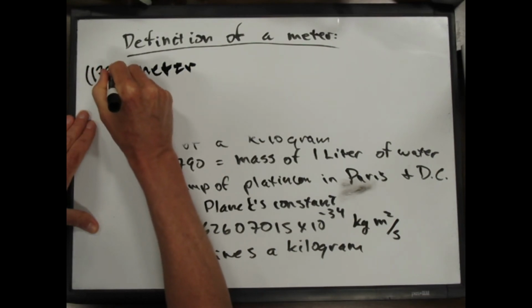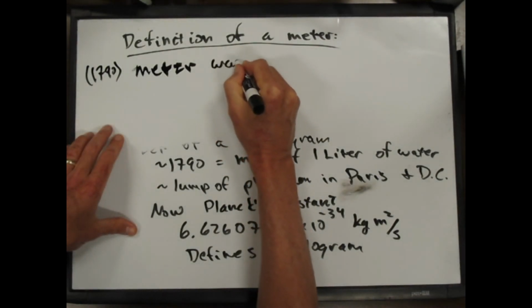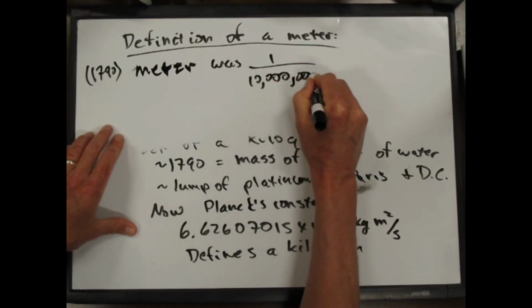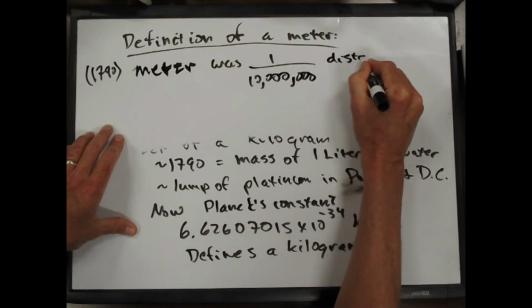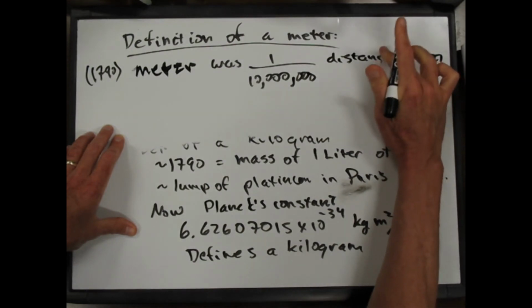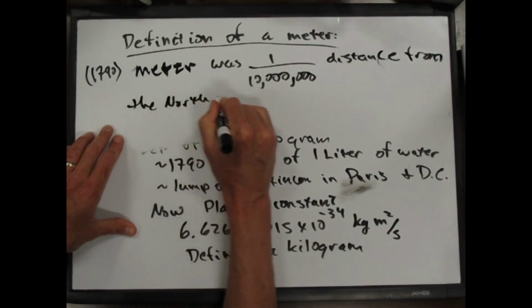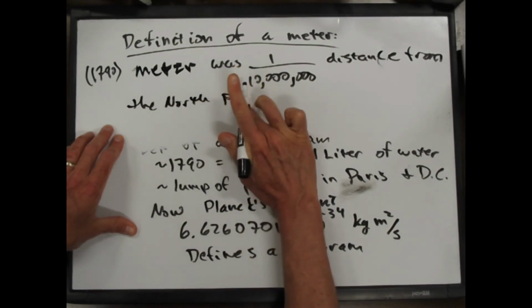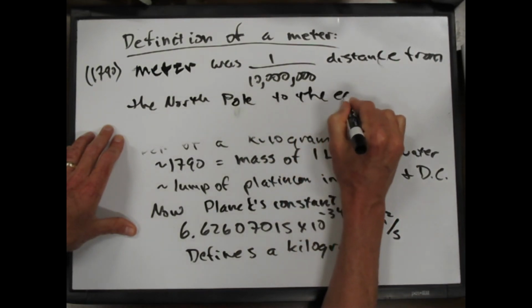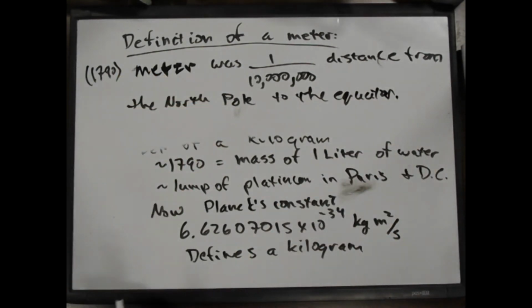Also around 1790, so the same time the kilogram was a liter of water, 1 meter was 1 over 10 million times the distance from the North Pole to the equator. The French measured this distance by surveying.